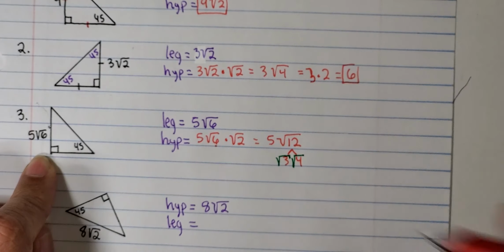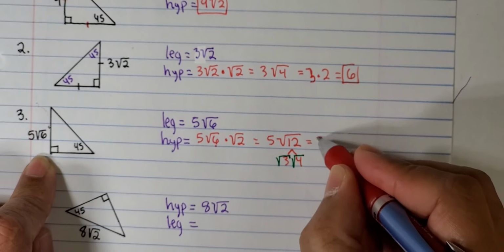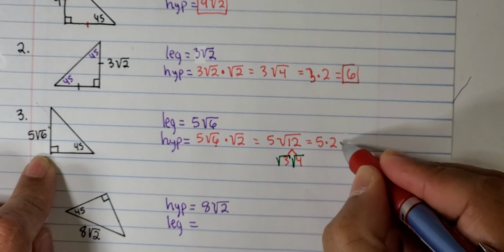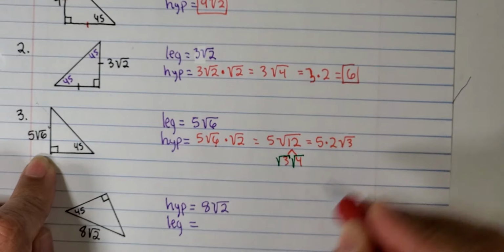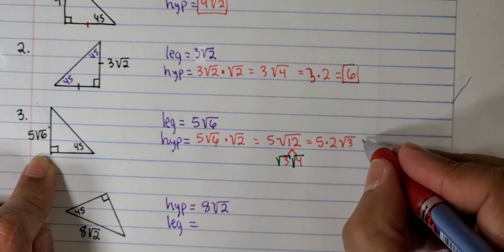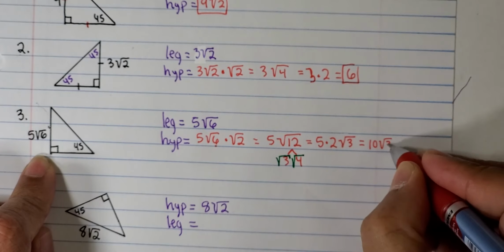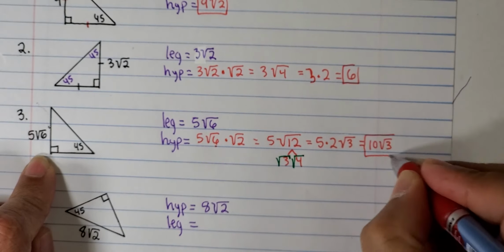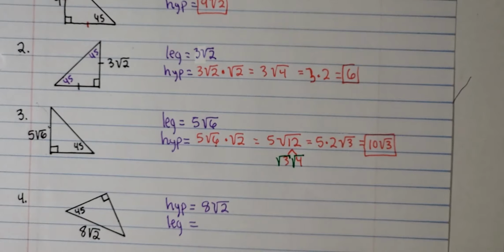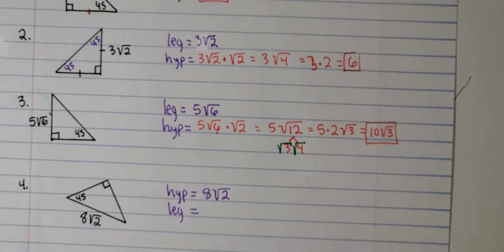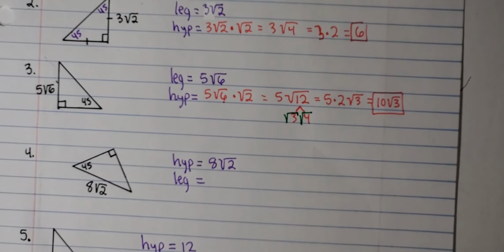Okay, so we know that the square root of 4 is 2, so the 2 will be coming out of the radical, but the 3 is going to stay inside, okay, because it's not a perfect square. And then we multiply 5 times 2, which is equal to 10, and keep the square root of 3 next to it. And that's the length of the hypotenuse. Okay, let's go on to example number 4.